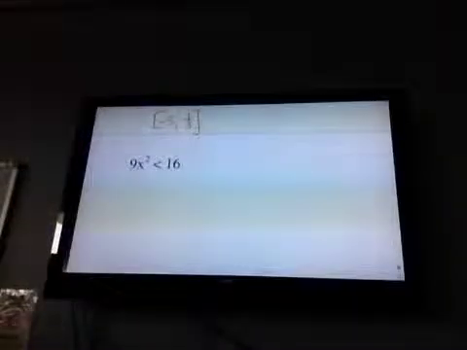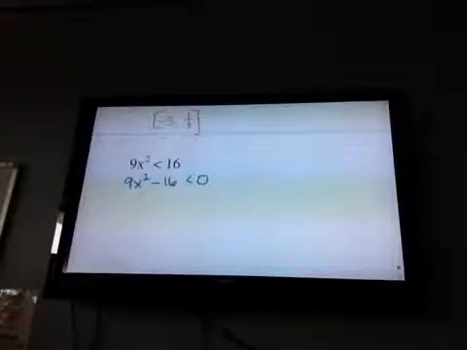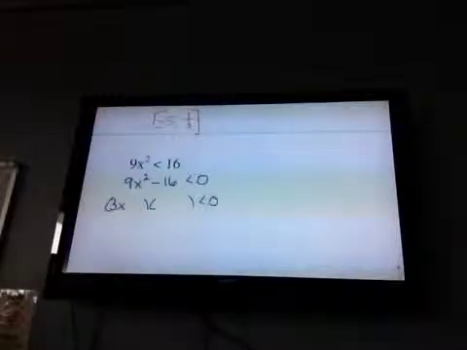Okay, this one is not less than, it's greater than 0, so I have to subtract that 16 first. It's got to be a 0 on the right. I have a difference of squares. Haven't heard that word for a while. So 3x times 3x, 4 times 4, plus and minus.